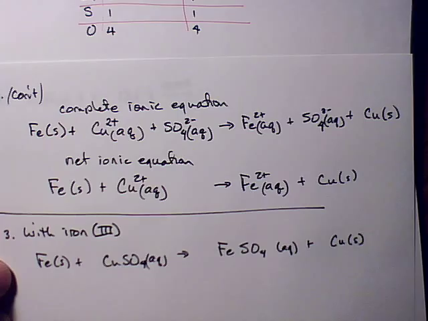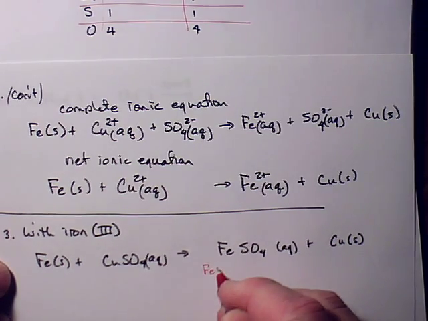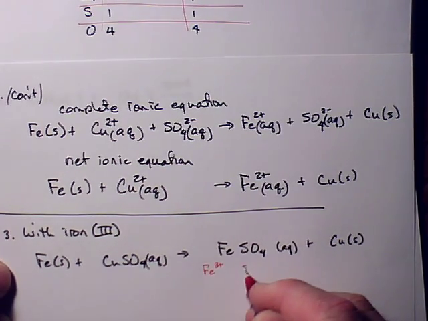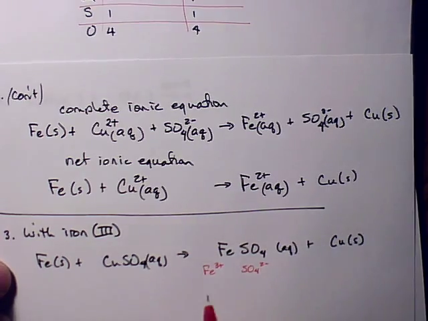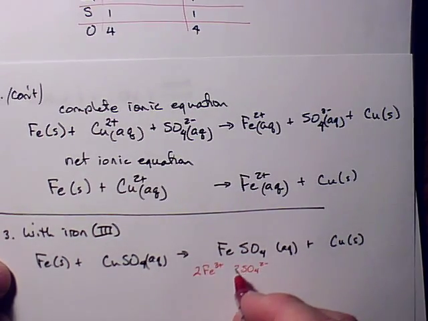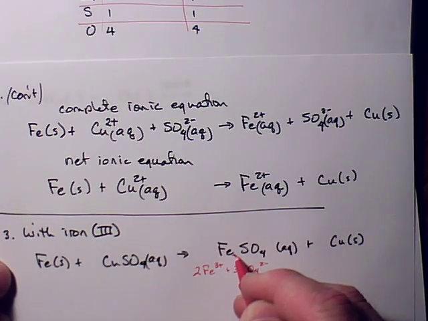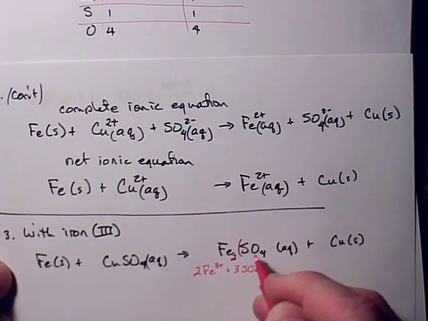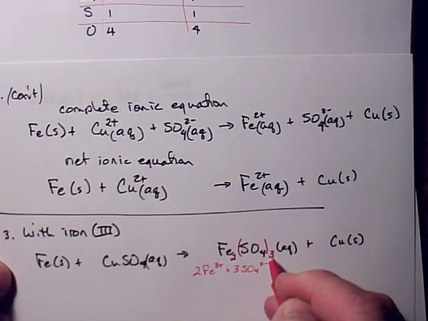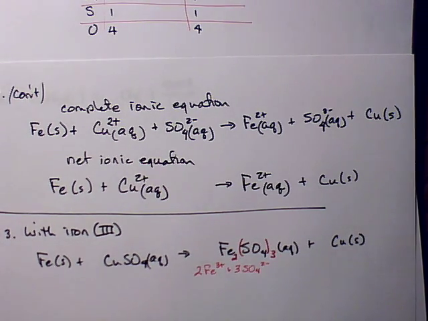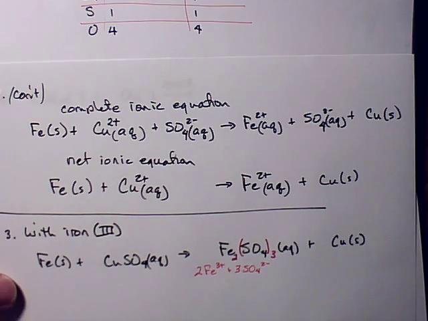Okay, so if iron has a 3+ charge now, and sulfate has a 2 negative charge, then I'm going to need 2 irons and 3 sulfurs to balance the formula. So I need a subscript on the iron of a 2 here, and a subscript 3 after the parentheses for the sulfate. Now we're ready to balance this equation.